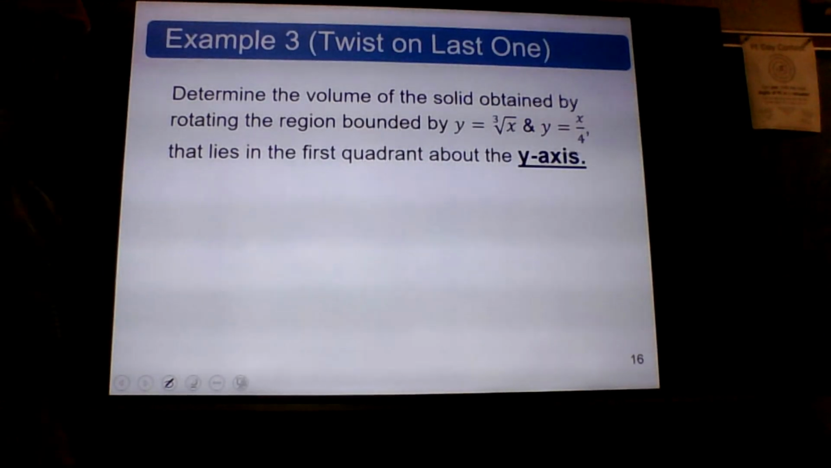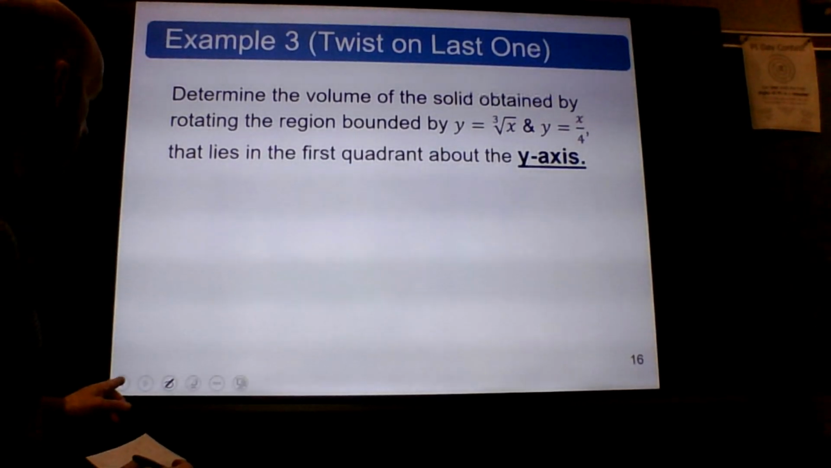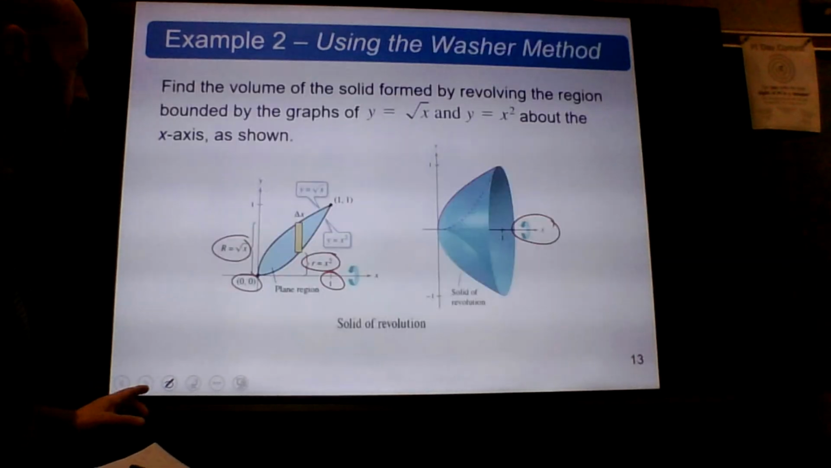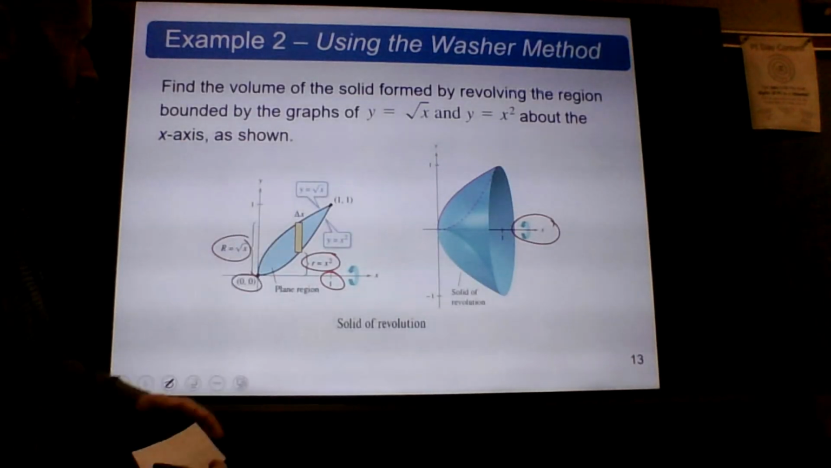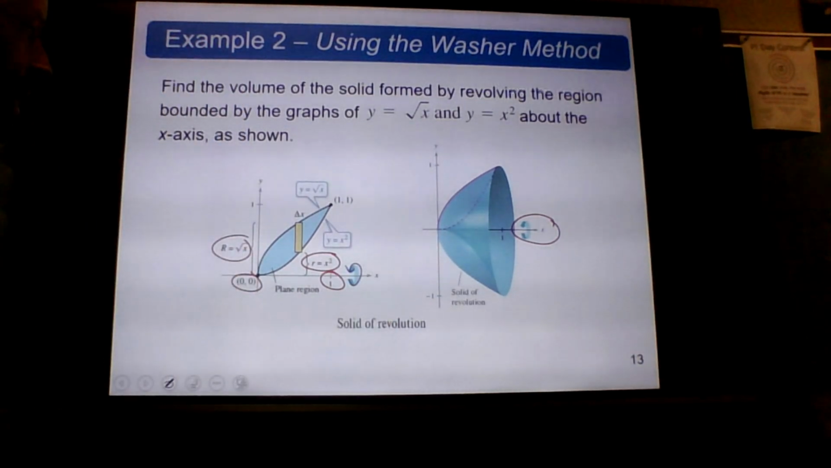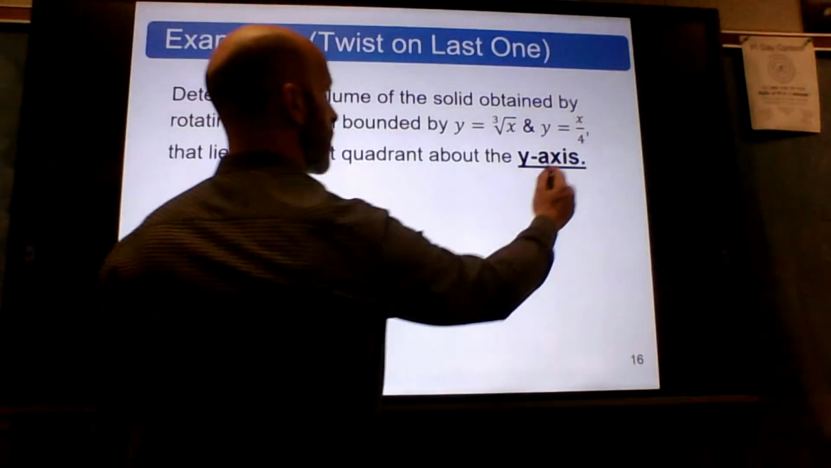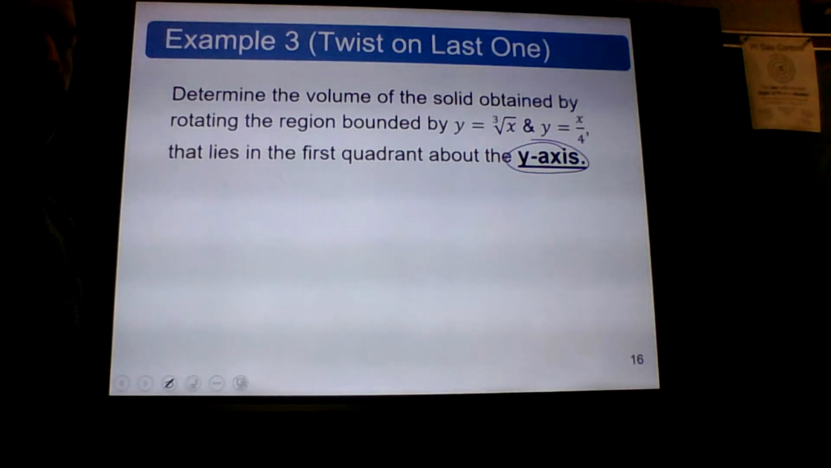And now for our final example. Our final example is based on the previous one. So if we go back to this slide here, we've got this shape. But in example 2, I was rotating around the x-axis. Now if you look at example 3, it says rotated around the y-axis.